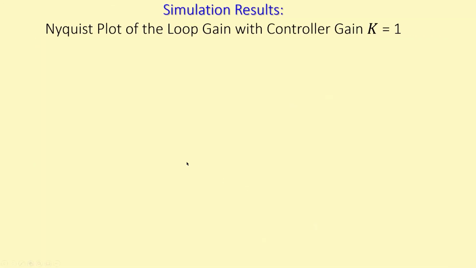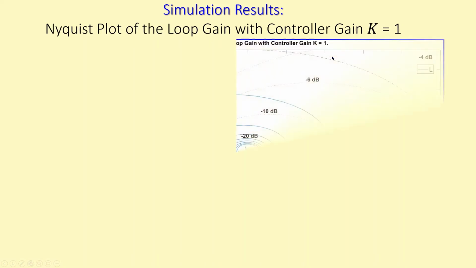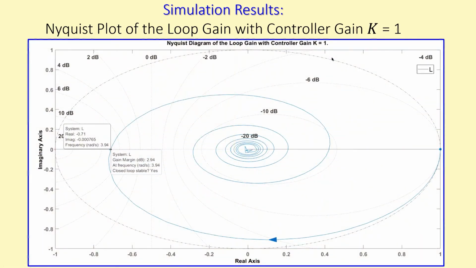Now, if I look at the result in the Nyquist plot, again with a gain of 1 for the controller, I have the following situation, which you can see here. This is the blue curve. I have a gain margin, as you can see here, of 2.94 dBs. Again, very close to what we have just determined from the Bode plot. And it happens exactly at the same frequency at 3.94 radians per second. And the system is stable in this case.